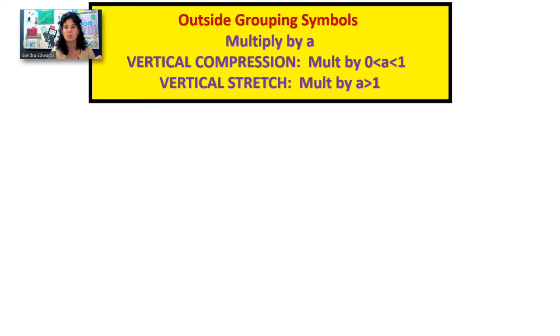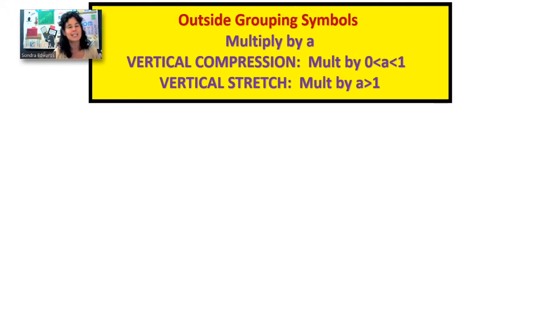And then if you multiply by a number that is greater than 1, it is going to vertically stretch. If you can kind of picture a coat hanger, like something made out of wire, and it's in the shape of a U. If I had that coat hanger in the shape of a U and I grabbed both ends and I stepped my foot down in the middle and then I pulled up, stretched, that curve is going to get narrower and it's going to get higher really quick.